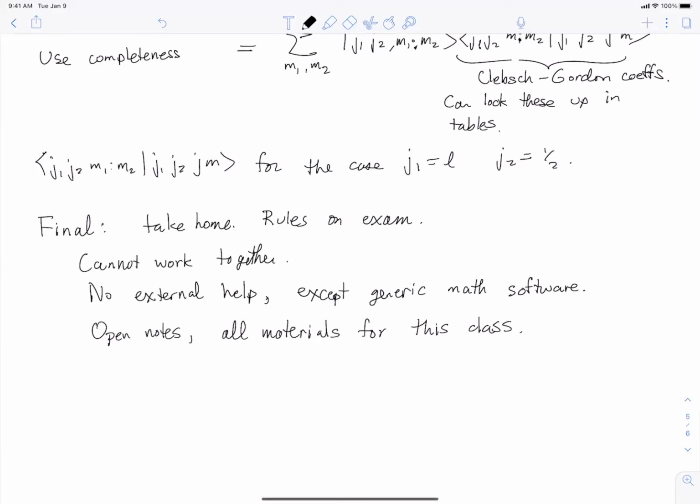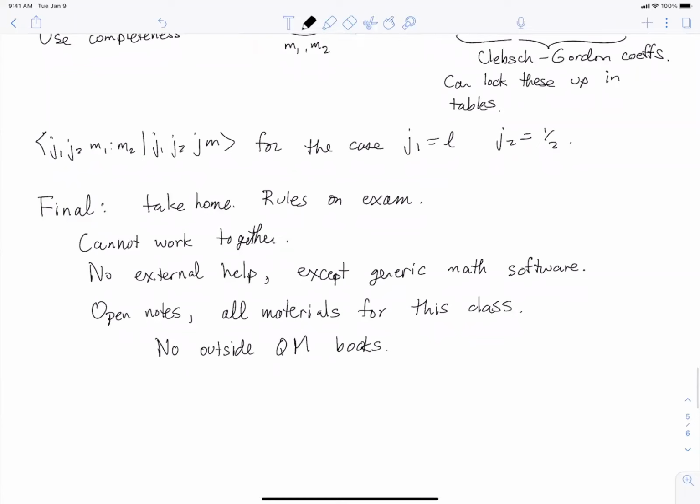But not for other classes, and so you're not supposed to use outside quantum mechanics books, just the notes for this class. Okay, but math books are okay. So if you can't remember how to do some integral and you think you need to know how to do that integral, you can go ahead and look that up in a math book.